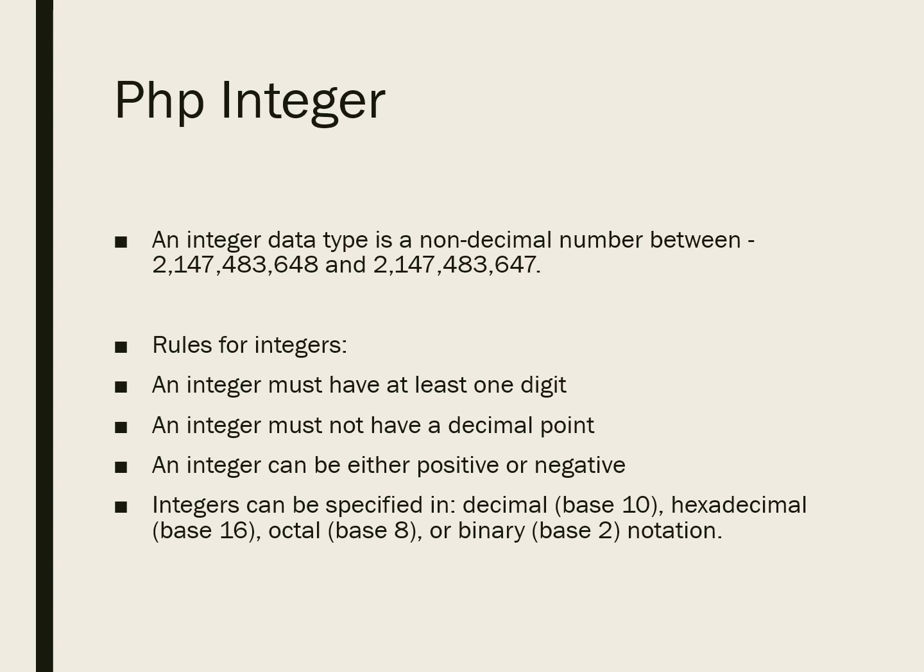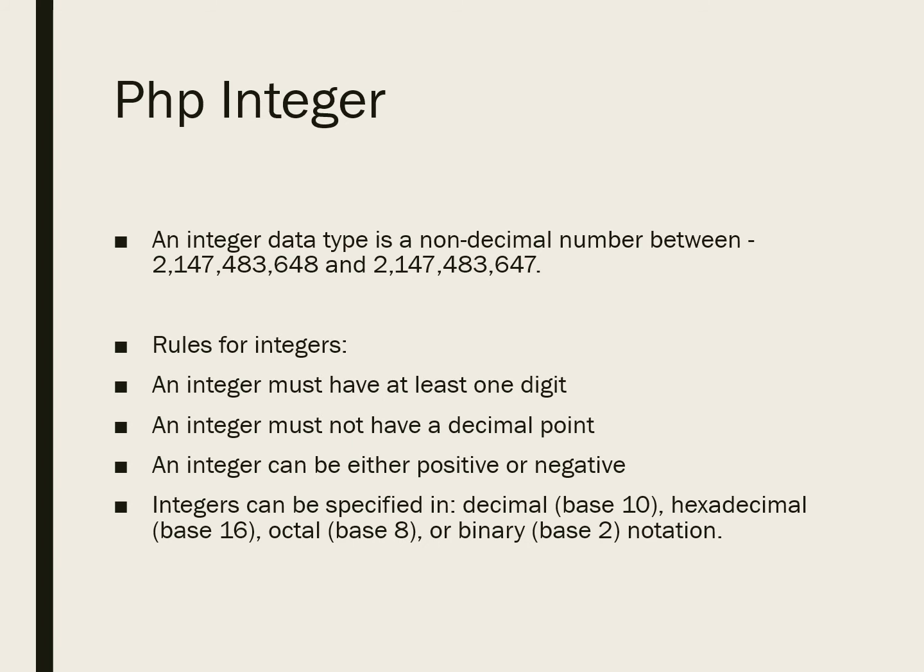Here I listed that the integer data type is a non-decimal number, and this is the range of the integer data type, between -2147483648 and 2147483647. Below are listed some rules for integers which you have to keep in mind in order to declare an integer in PHP, or to simply use it in a function. The rules listed are: an integer must have at least one digit. The minimum limit of an integer is one digit.